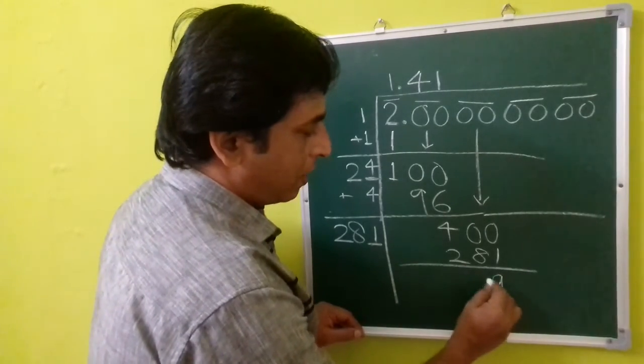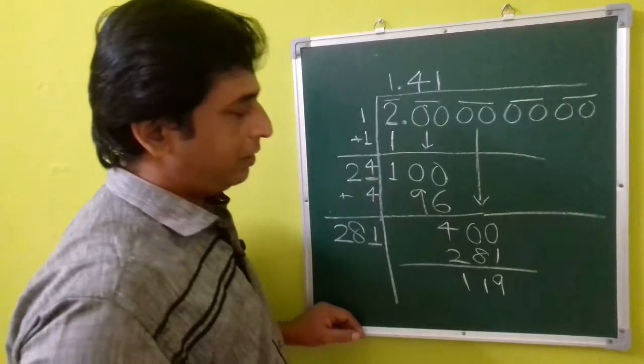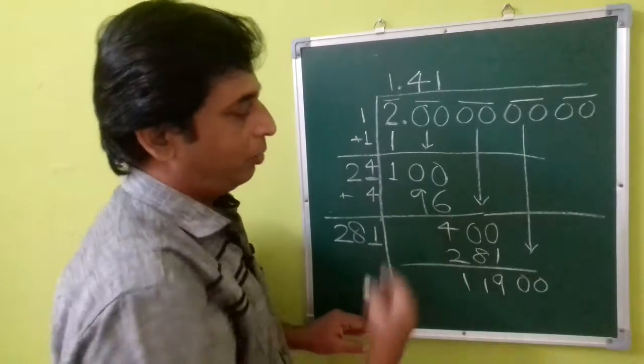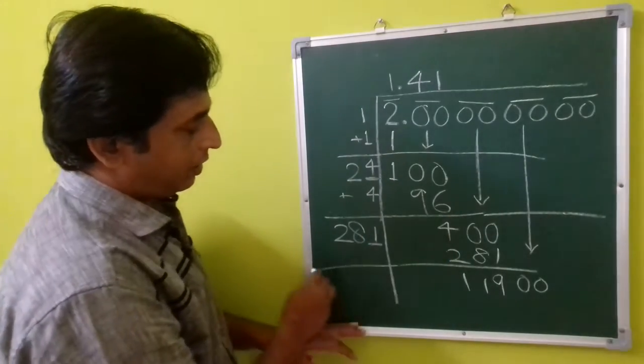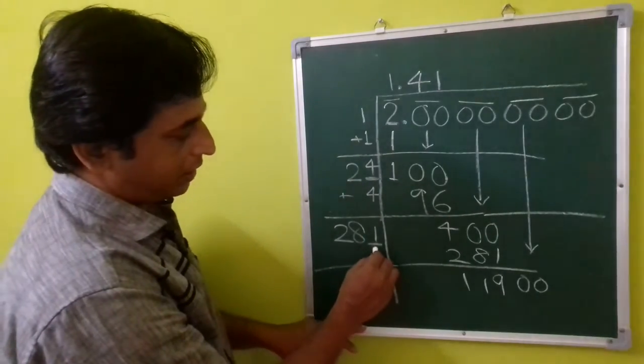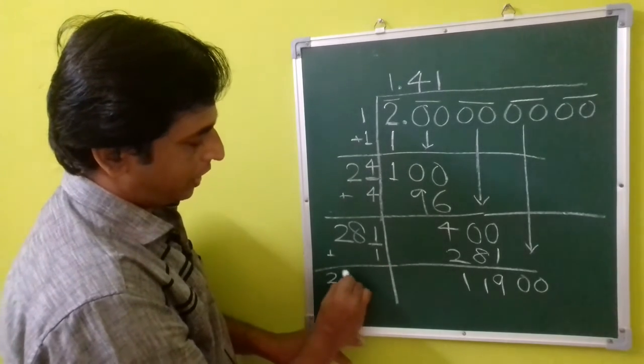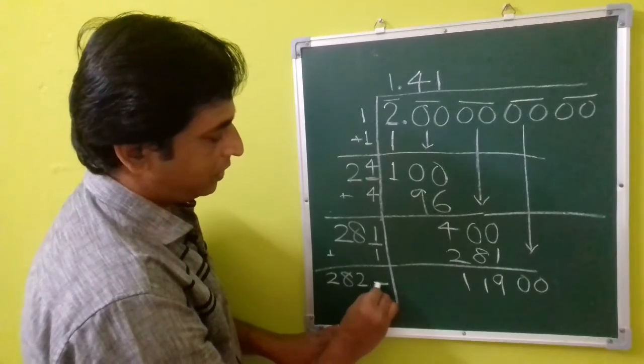That will be 119. Bringing the next group of zeros here. Then continue the same thing. The last digit is to be added to it. So 281 plus 1 is 282, and a space.